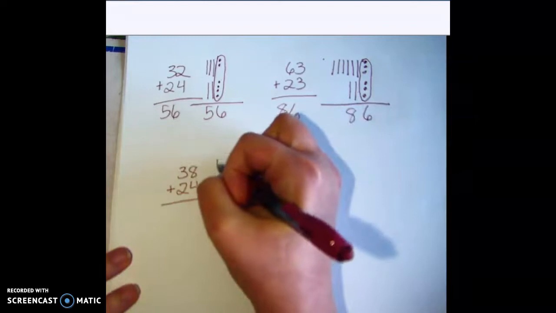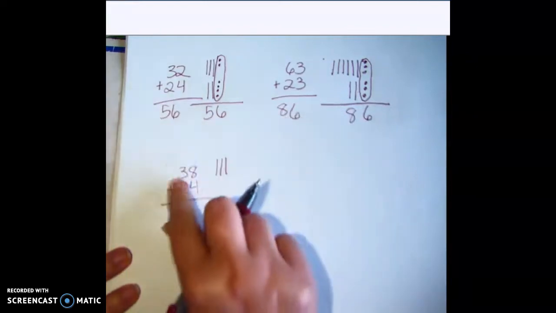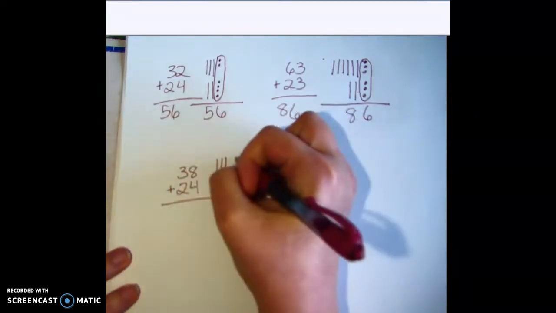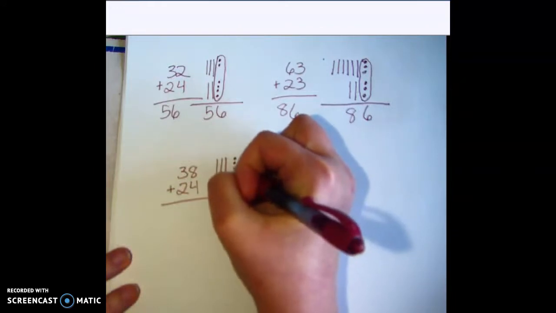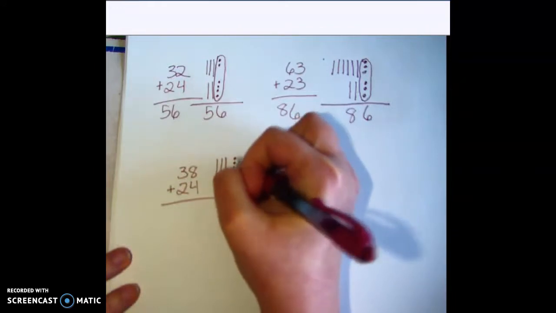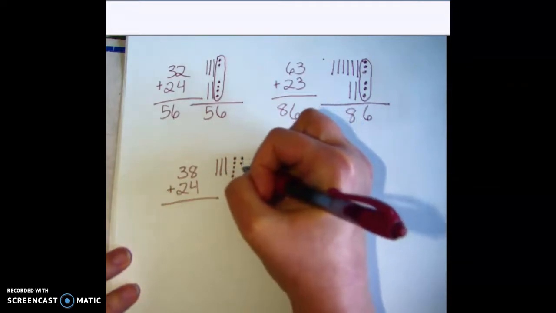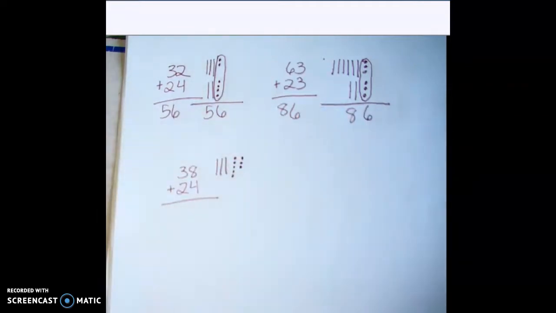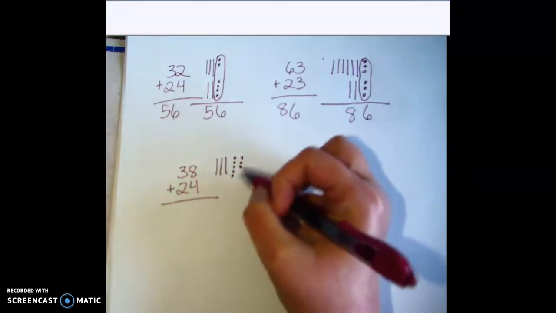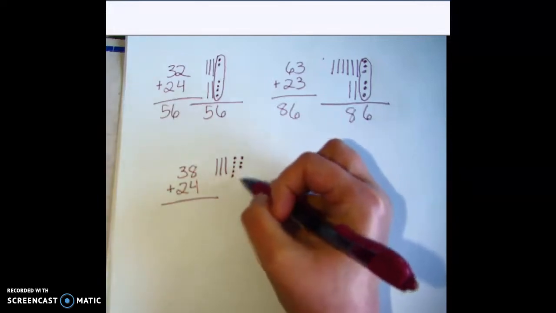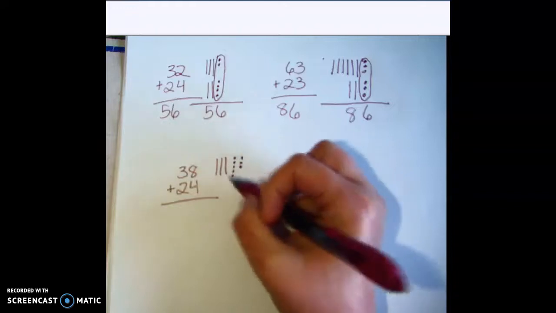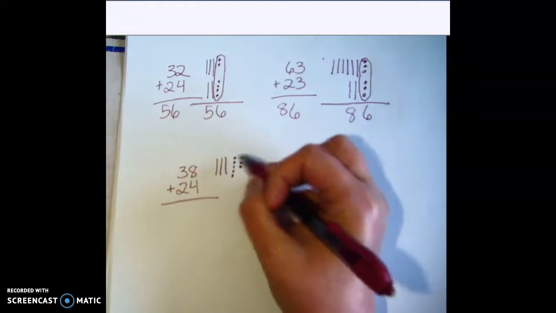Here's my quick picture for it. 1, 2, 3, 3 10s, 8 1s. Watch what I'm going to do here. 1, 2, 3, 4, 5. Remember your 10 frame, 5 here, and now 3. 1, 2, 3. And what I like about this is I can automatically see that I need 2 more 1s to get a 10. I need 2 more.